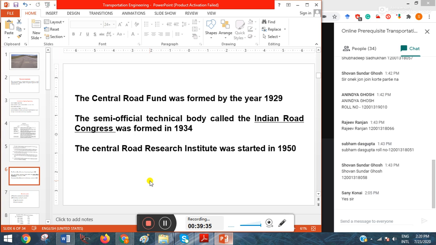After that, some modified classification of road system by the third road development plan 1981 to 2001 was taken, but today I will not discuss this modified classification road system. After that, the modified road classification system and the classification of road patterns as per syllabus. Road patterns are very important. There are many types of roads and many patterns. The patterns are important, but we will discuss this pattern part in the next class.